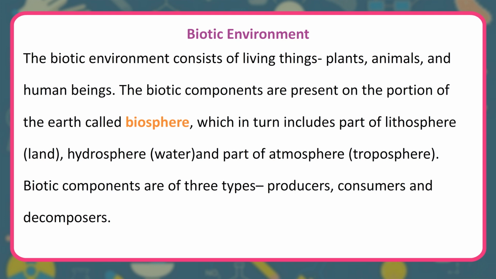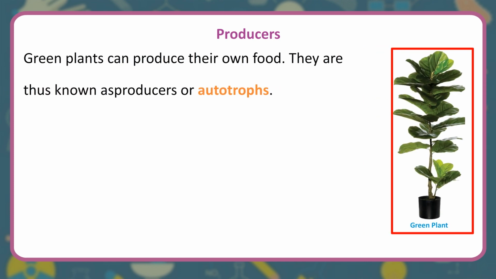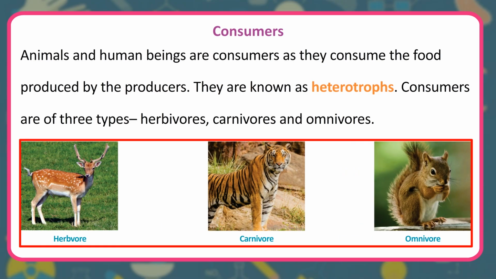Biotic components are of three types: producers, consumers and decomposers. Producers. Green plants can produce their own food. They are thus known as producers or autotrophs. Consumers. Animals and human beings are consumers as they consume the food produced by the producers. They are known as heterotrophs. Consumers are of three types: herbivores, carnivores and omnivores.